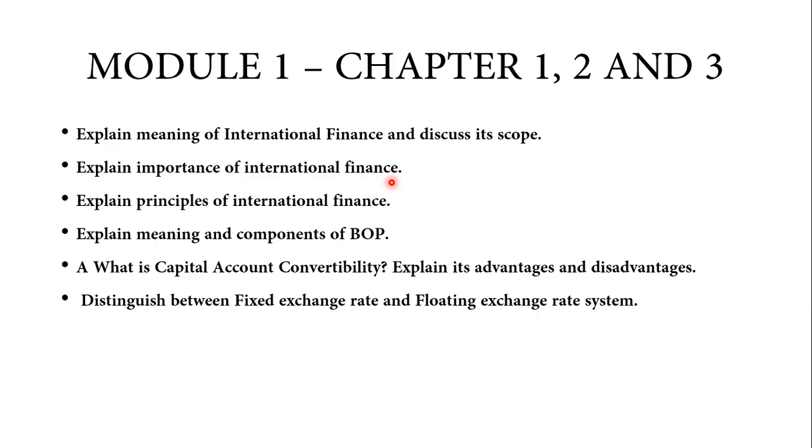Next, what is capital account convertibility, and explain its advantages and disadvantages. Next, distinguish between fixed exchange rate and floating exchange rate system. So remember, under module 1 there are 3 chapters and all the questions of all the 3 chapters have been consolidated.